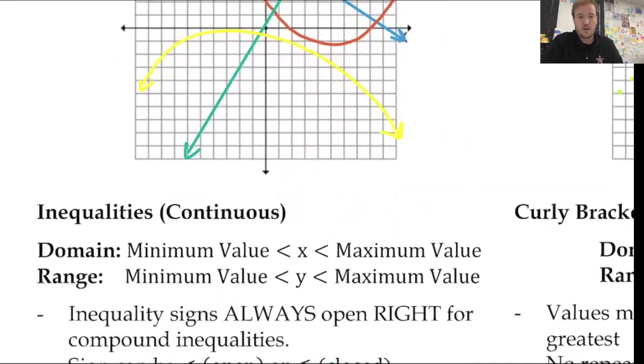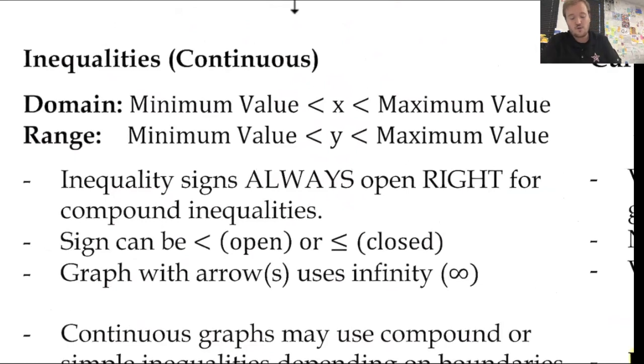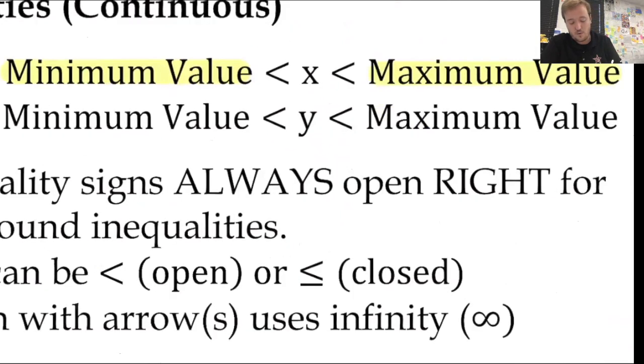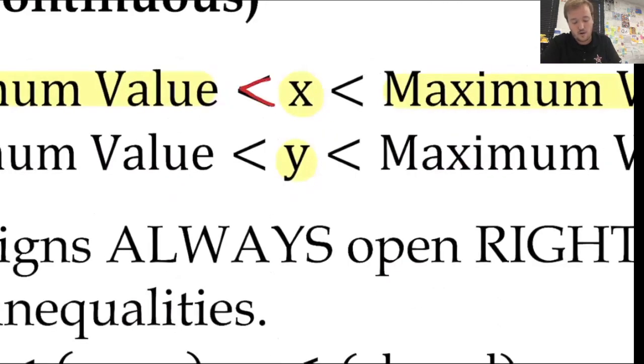So whenever we're looking at the domain and range of continuous functions, we're looking at inequalities. So you always want to follow this specific little format here. You always want to have the minimum value on the left and the maximum value on the right. If you're talking about your domain, you have to have x in the middle. If you're talking about range, you want to have y in the middle. Just like before with your inequalities, your inequality signs here are always going to be opening to the right, for both domain and range.